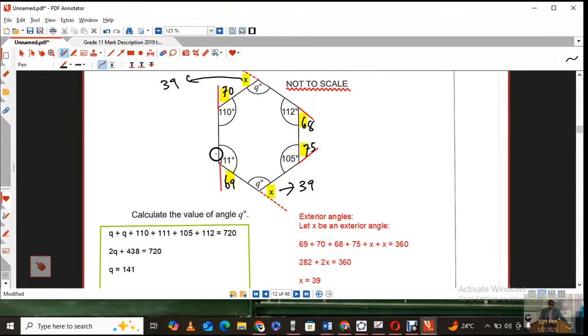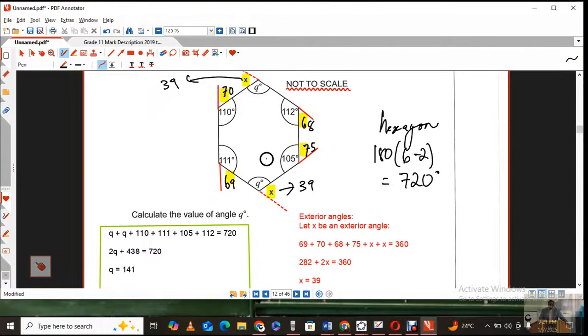Looking at this diagram, it's a hexagon. This is an irregular hexagon, by the way, so not all the sides are equal. The sum of the interior angles, this 105, 112, Q, 110, 111, and this Q, all of these should add up to 180 times (6 minus 2). This is going to give you 720.